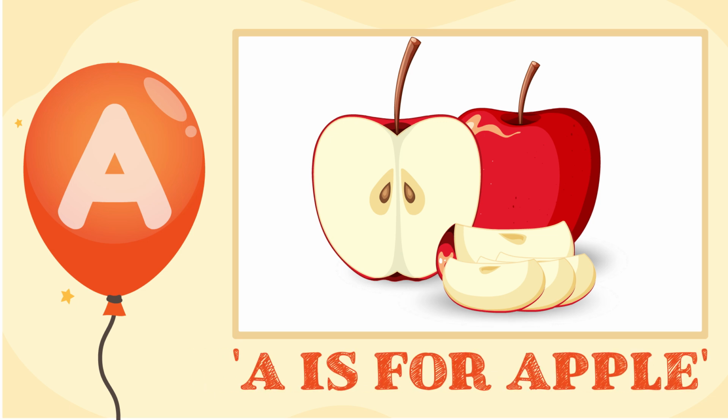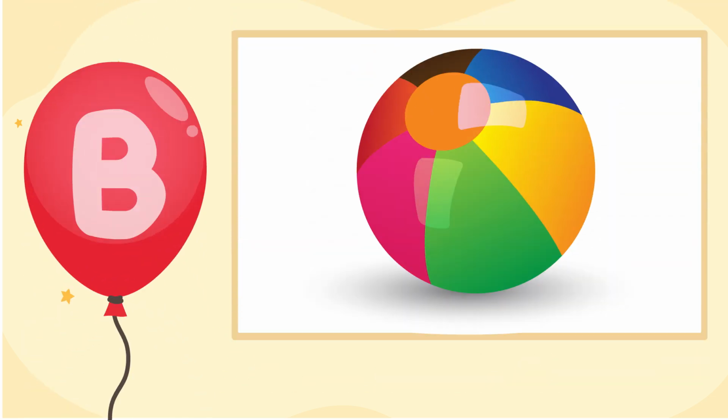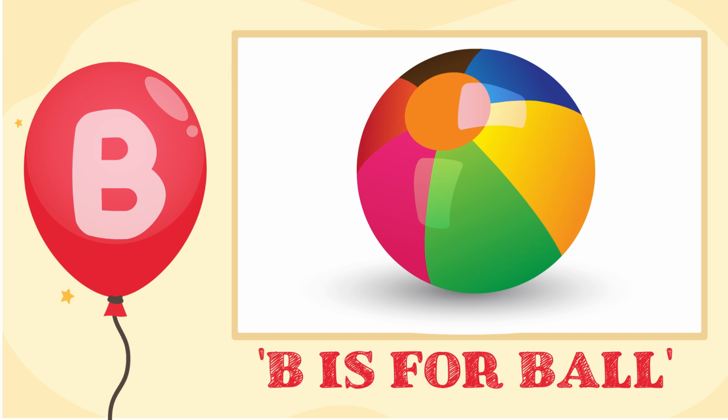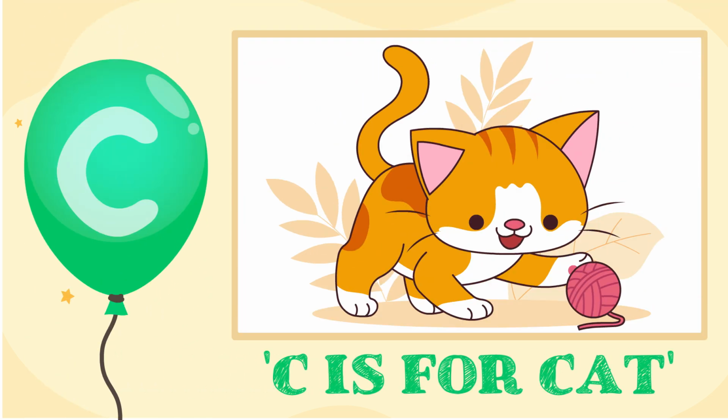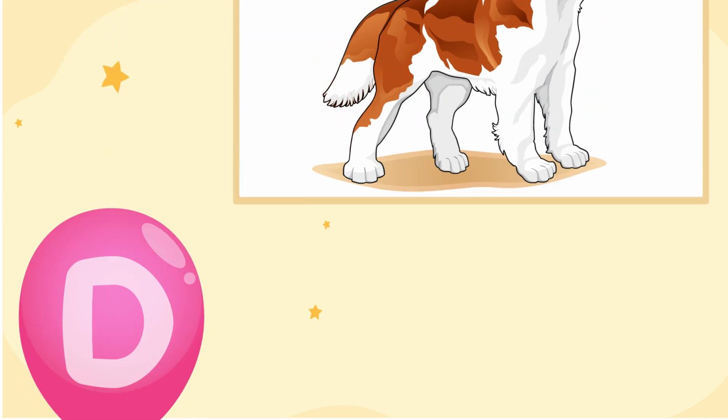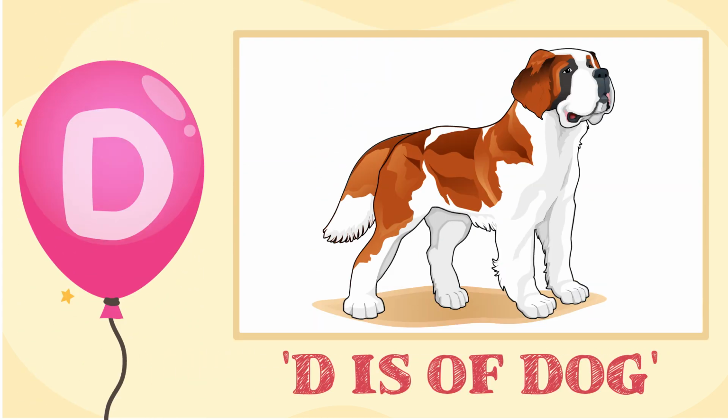A. A is for apple. Apple. B. B is for ball. Ball. C. C is for cat. Cat. D. D is for dog.